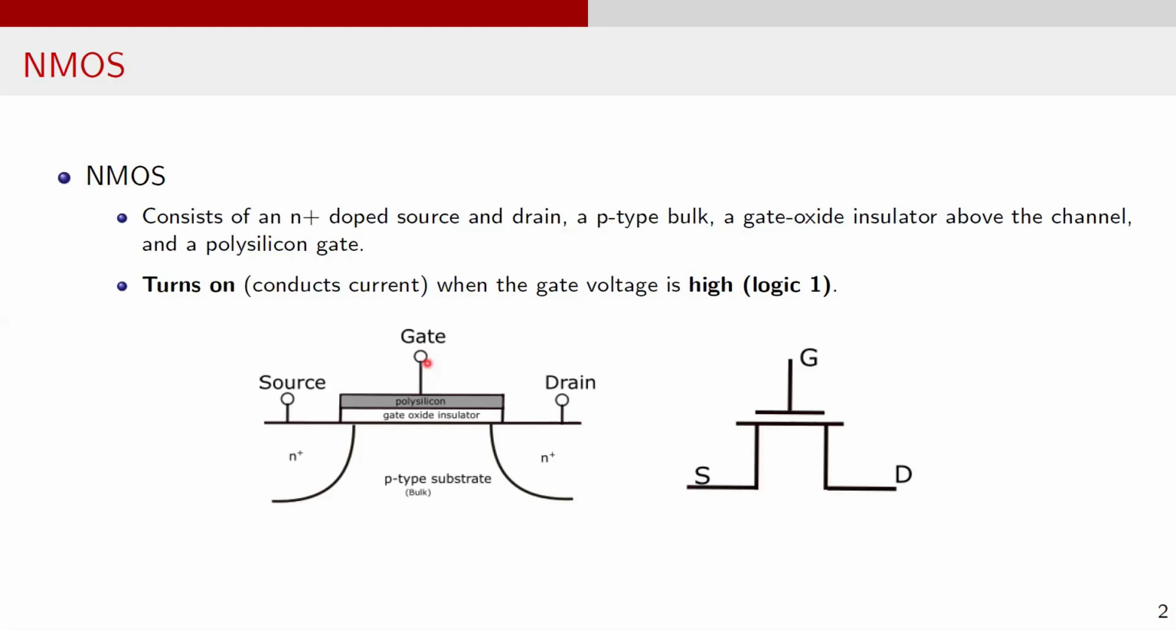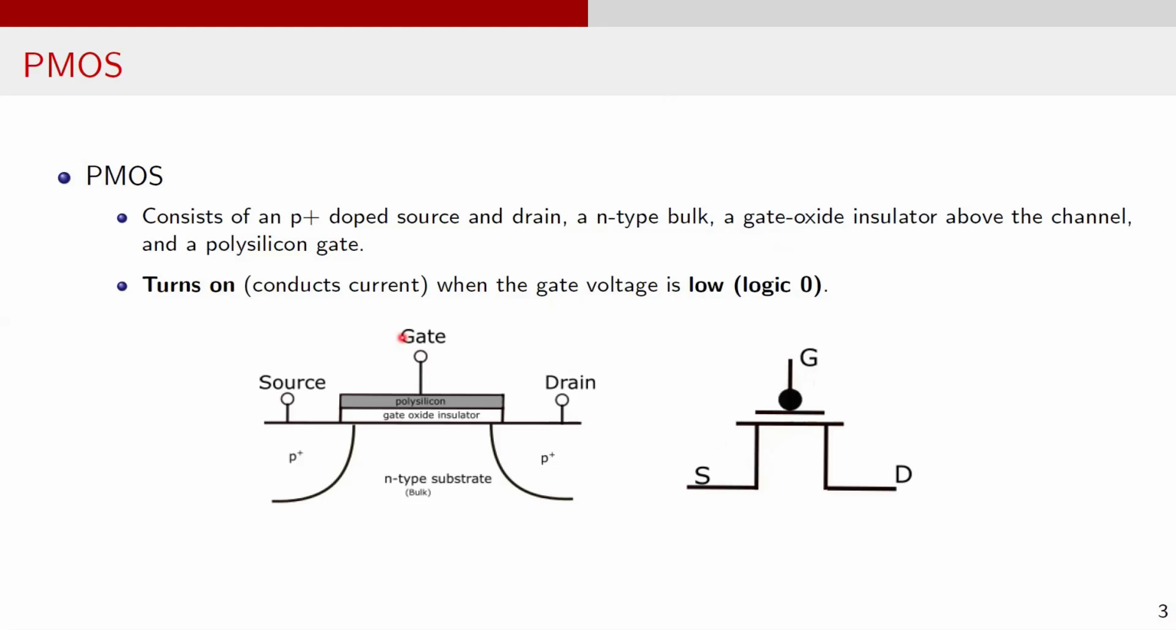First, the NMOS transistor. Here is the simple 2D structure of an NMOS transistor. It consists of N plus doped source and drain regions, P-type bulk or substrate, a gate oxide insulator above the channel, and a polysilicon gate. This is the symbol for NMOS transistor with gate, drain, and source terminals. The NMOS transistor conducts current when the gate voltage is 1.